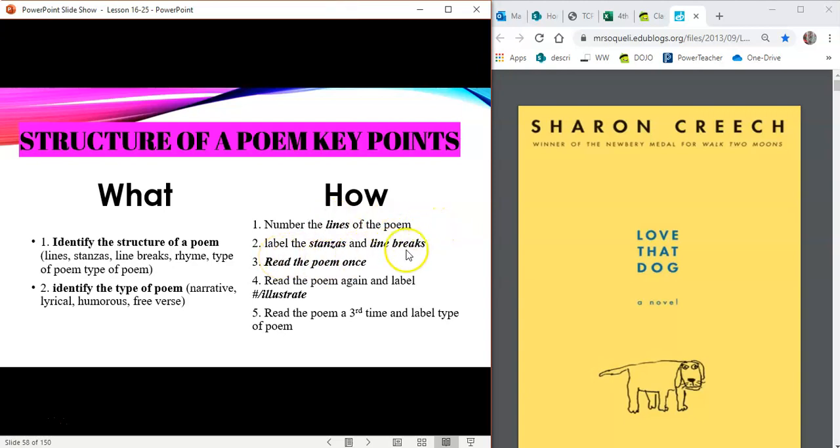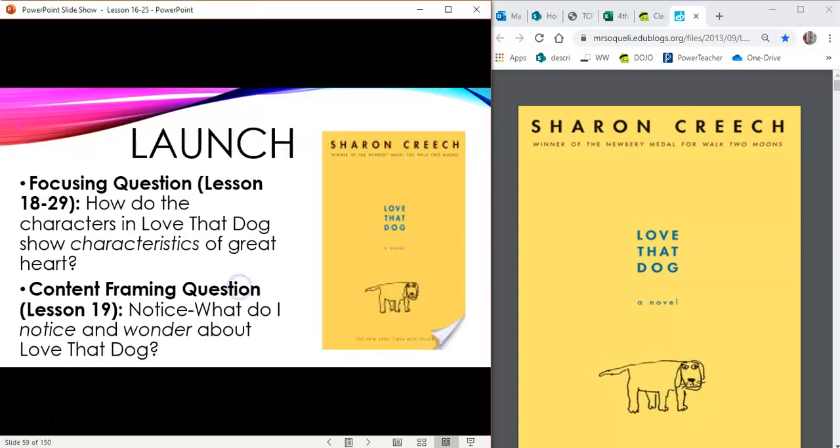We have to label the stanzas and line breaks, and we read the poem. We can't just read it once. Remember, we have to read it a total of 3 times. And our hashtags could also be an illustration. So what is so cool is that we get to do illustrations. So let's go ahead and start.